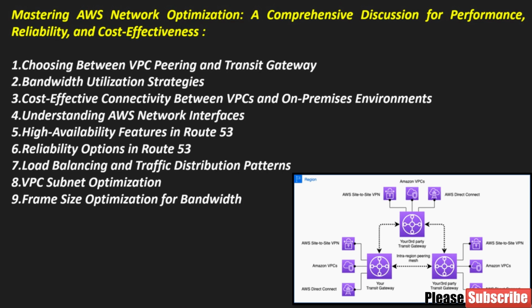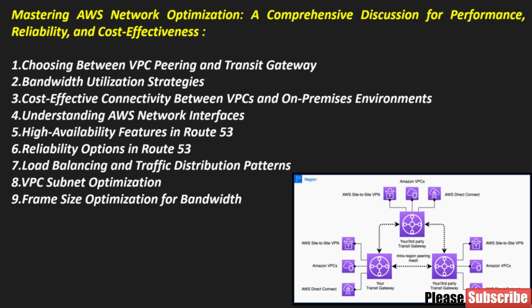The fourth will be understanding AWS network interfaces. So AWS offers a variety of network interfaces, and each serves distinct purposes. And we need to dive into the different types available, such as elastic network interfaces and elastic IP addresses, providing insights into their use cases and how to leverage them effectively in your network architecture too.